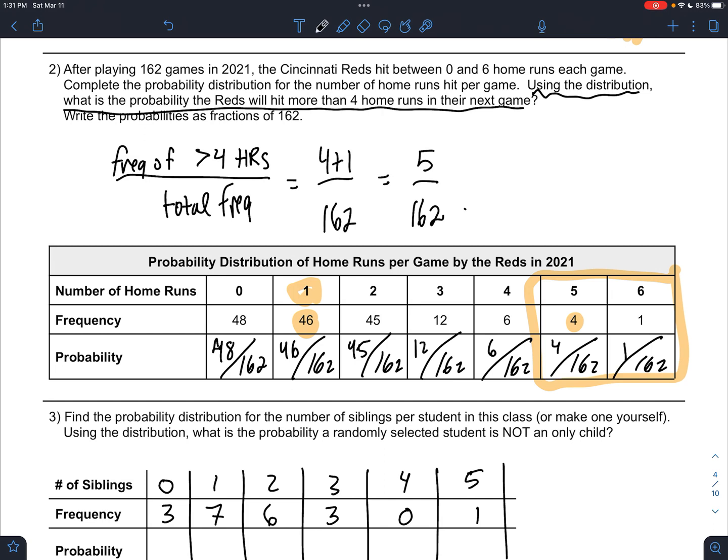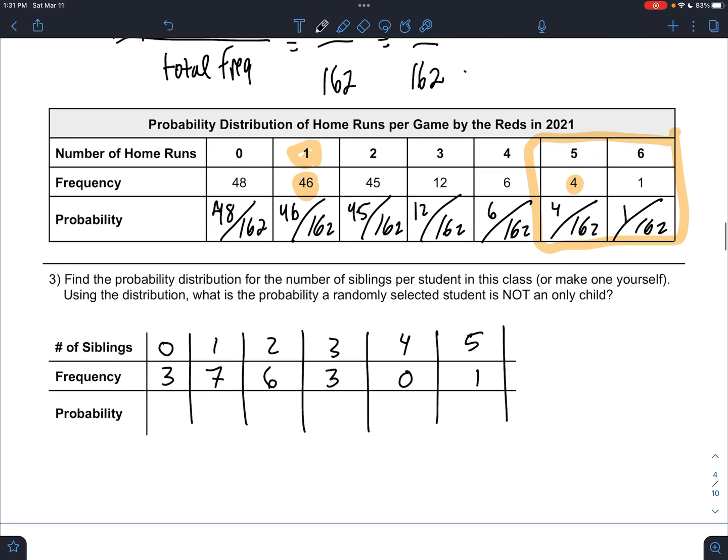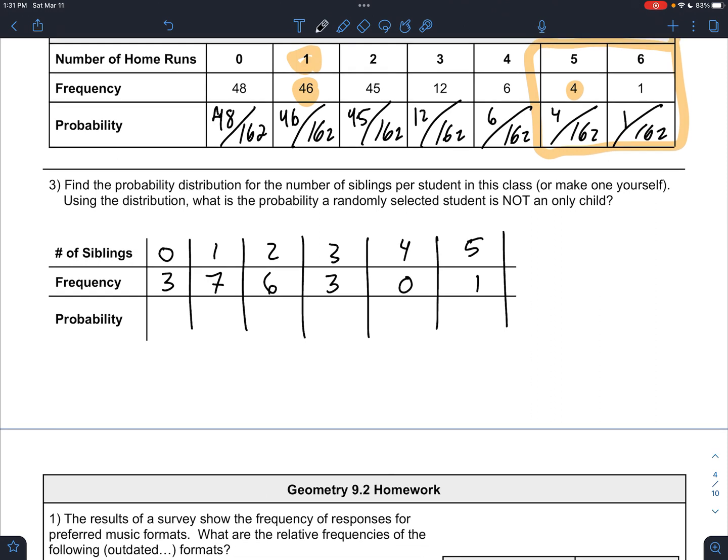Now, is that guaranteed? No, it's based on your data. It's experimental. Because we really don't know what's going to happen in the next game. It could be rained out and they may not even play, right? But, yeah. So I also made up this is also a class survey one.